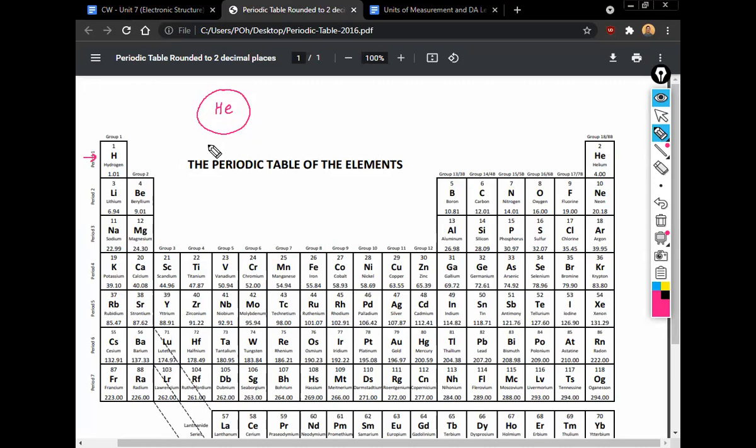Helium is the second box in the first shell, so we just need to draw 1, 2 electrons. 2 electrons in the first shell, and that's it. That's what helium looks like. Super simple.